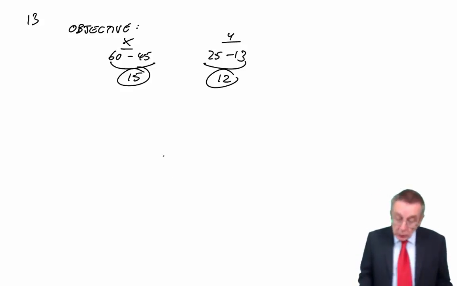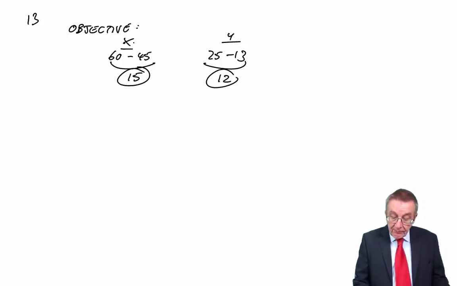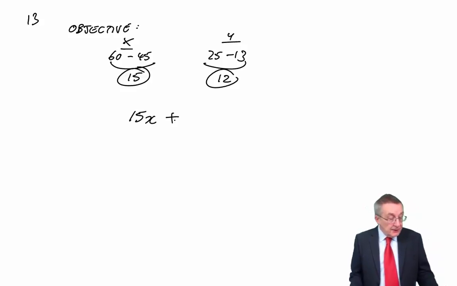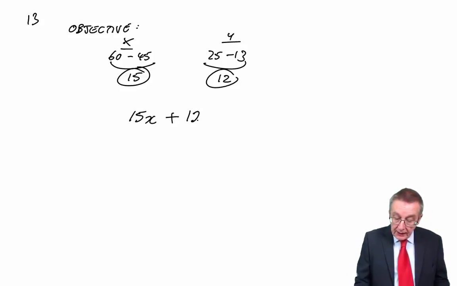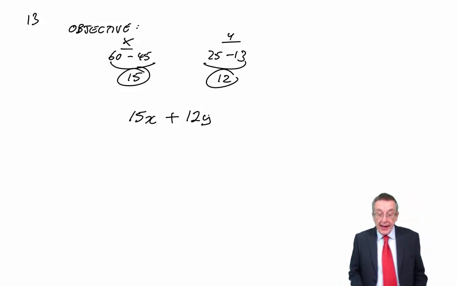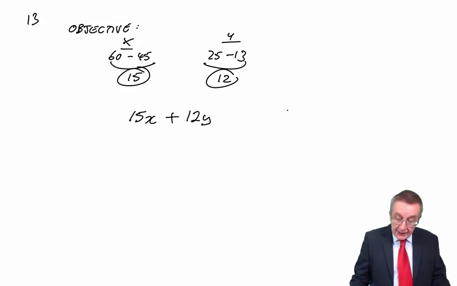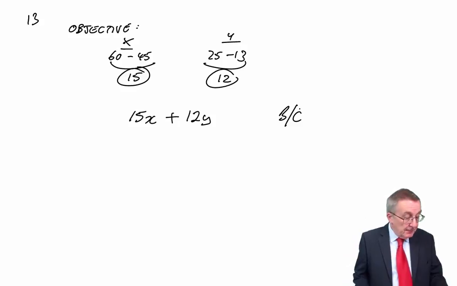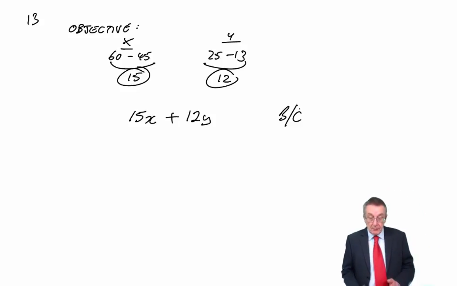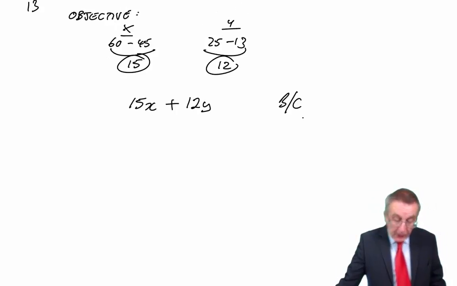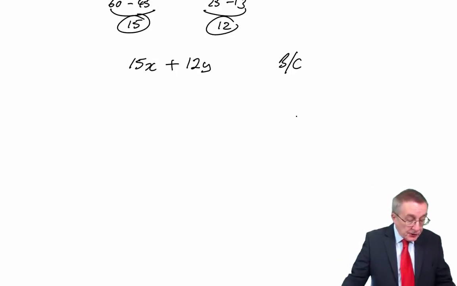So the total contribution, we're making X, so in total 15 times X. In addition, Y, so in total 12Y. There is the objective. So we immediately narrowed it down. The answer has to be B or C. But of course we need to get the other bits as well. So let's start looking at the constraints.